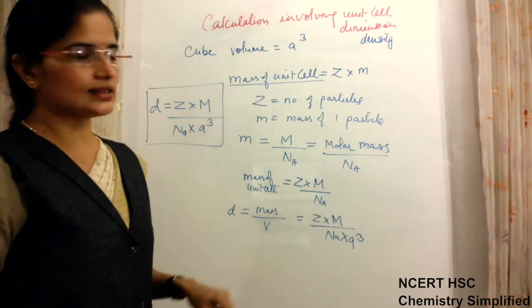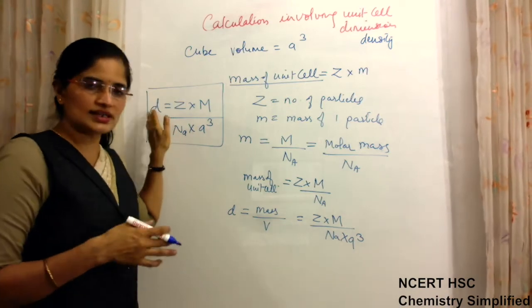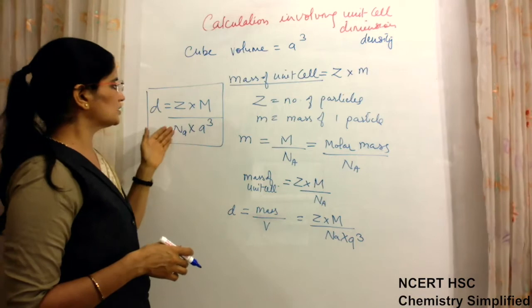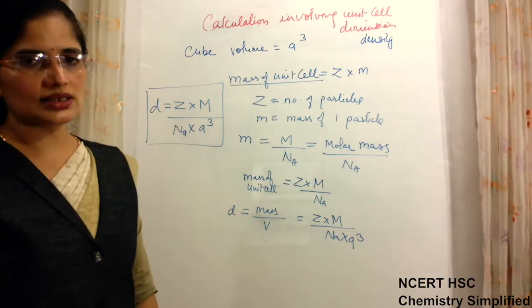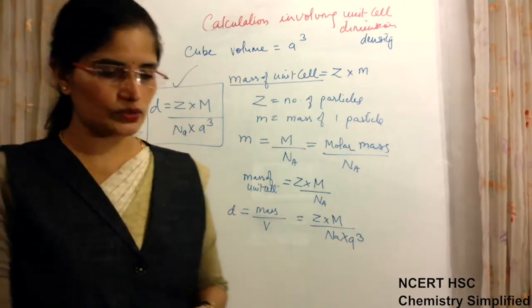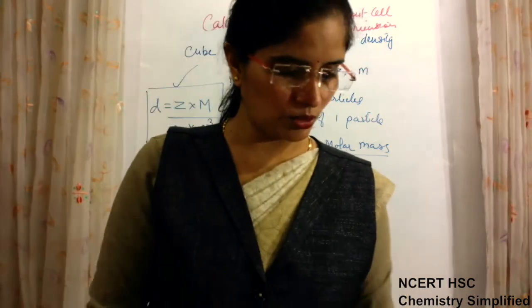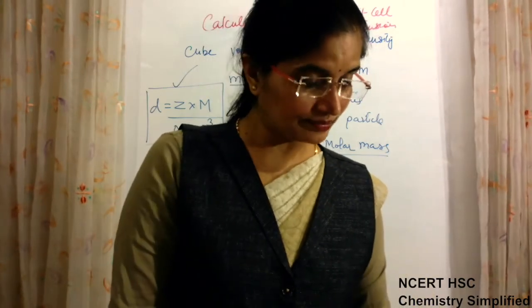Not only density, if any of these things is unknown, it can be calculated. Suppose density is given and any other thing you have to find. So this is an important formula. Generally questions are asked based on this formula. So we will do questions on this also tomorrow maybe or afterwards.